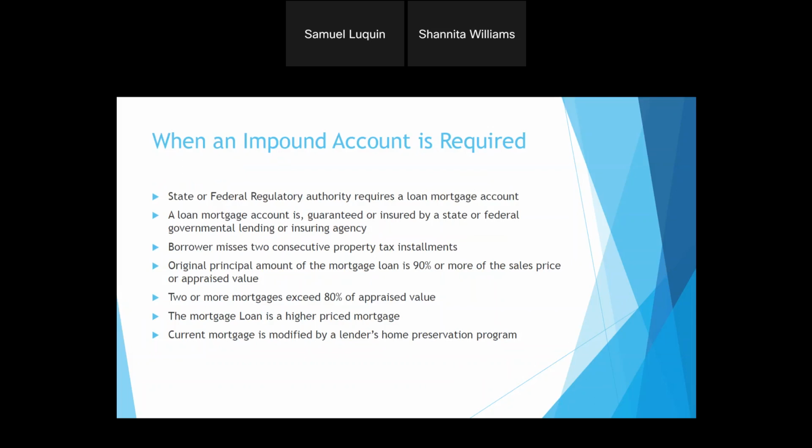A higher price mortgage is a term used when a borrower qualifies for a higher interest rate, or is required to pay more fees, based on the average prime offer rate that's current on the market. The last reason would be if the current mortgage is modified through a lender's home preservation program. If a property owner fails to meet one of their obligations and goes into foreclosure, and maybe to save the home the loan is modified, it's usually going to be a requirement, if they didn't have an impound account before, that they maintain one moving forward.